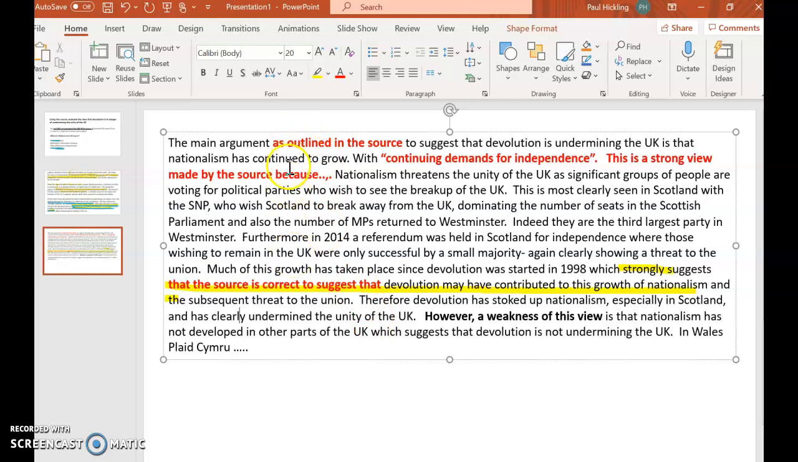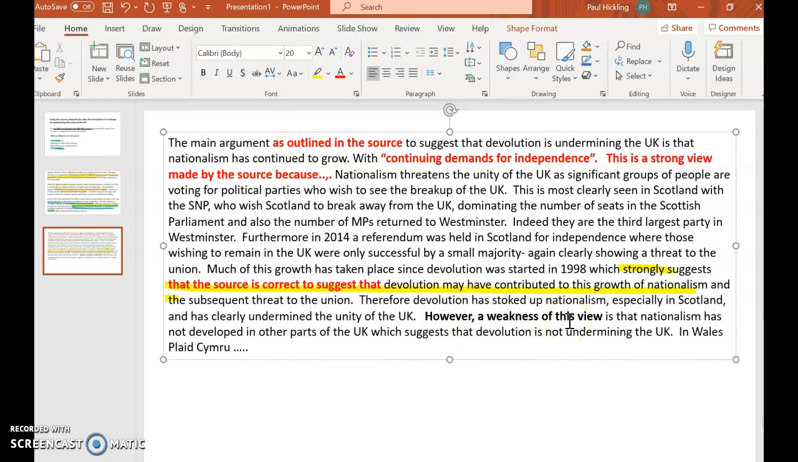So you can see what I've done here. I've mentioned the source in the first sentence. I've had a little tiny quote from it, okay? So again, for the examiner, he knows I'm basing this off what the source has said. I say it's a strong view made by the source, and then I've used my knowledge to say why it's a good view made by the source. I would now come to my counter argument, wouldn't I?